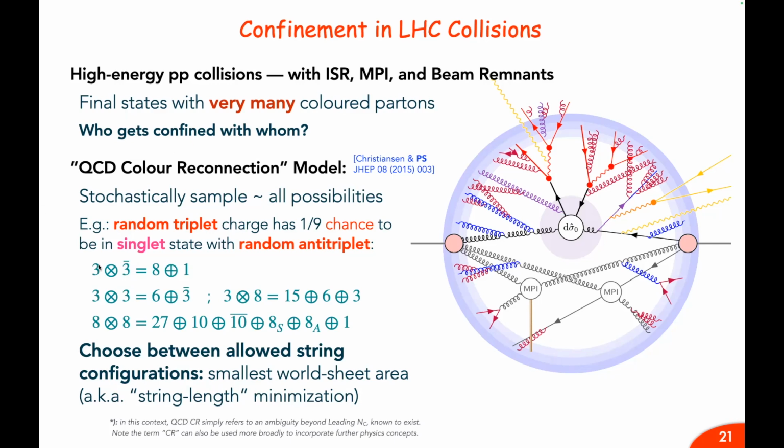And then just by the rules of SU(3) algebra, you can say, well, if I have a random quark and a random antiquark that are not color connected according to leading color, there should still be a 1 in 9 probability that they could be in a color singlet, which I would not see in leading color because I've thrown this away. And in the same way, I could take two quarks.